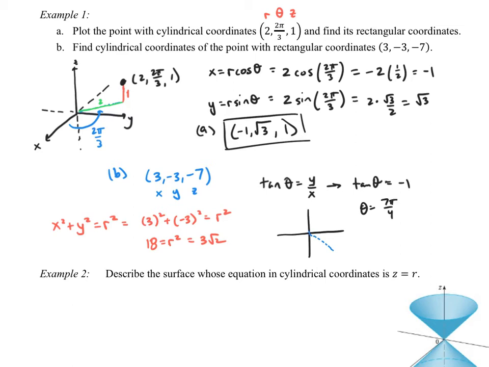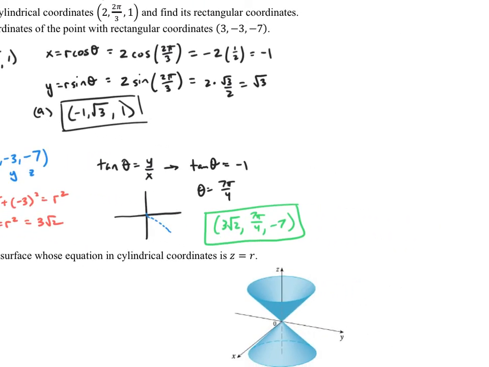So my angle right now is 7 pi over 4. Our answer then is going to be 3 square root 2, 7 pi over 4, and then z never changed. It is -7. Now I'm going to offer just an additional answer to this one, just so you get the idea that there's actually a bunch of answers that are correct. Let's say that I want to name this angle -pi over 4. That's completely fine. So we could say that our point is 3 root 2 and -pi over 4, -7.